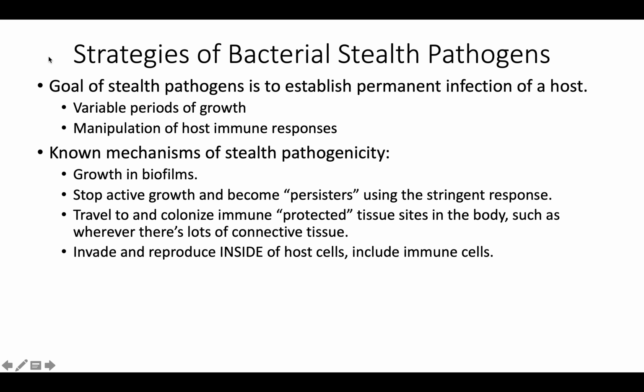They can also stop growing actively. They become dormant persister cells, and that is usually triggered by a stringent response, which I'll talk about in a few minutes. They're smart. They live where they're not going to be right out there for the host immune system. They usually are protected or buried deep within tissue sites of the body. And again, they invade and reproduce inside host cells, and that even includes the immune cells. So these guys are kind of sneaky.